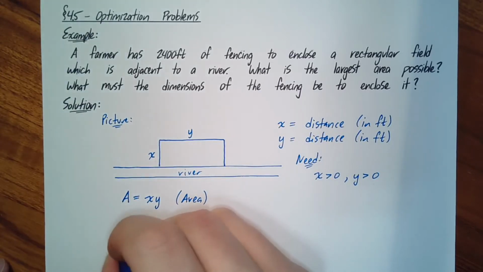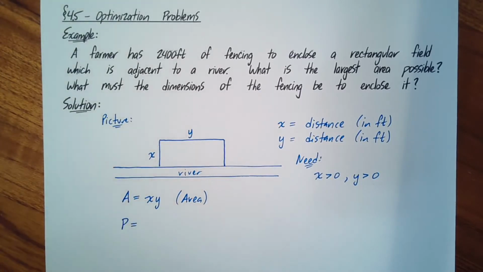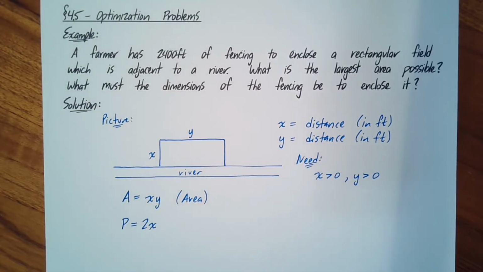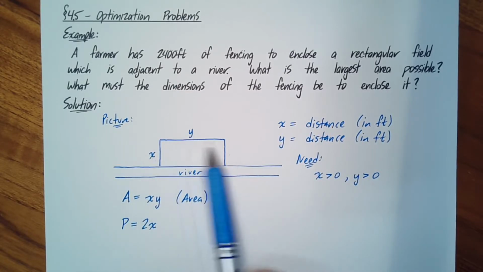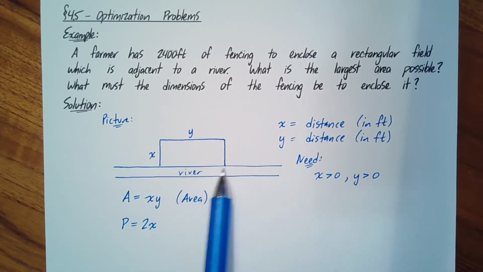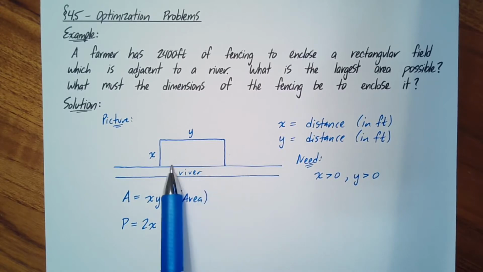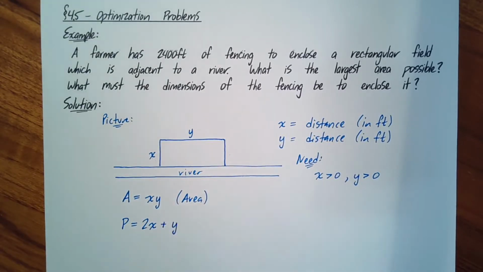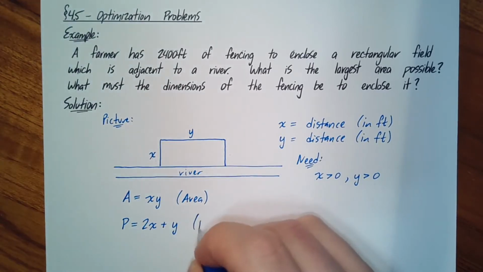So let's actually mention that. The perimeter of this rectangle, we can write it as 2x. And what's the formula for perimeter of a rectangle? Normally you'd have 2 times x, because you'd have this side and this side, plus 2 times y, because you get the top side and the bottom side. However, remember there's no fencing down here along the river. The river is really acting as that fourth wall. So we're actually going to go 2x plus y, as opposed to 2x plus 2y. And so that's going to be the perimeter.